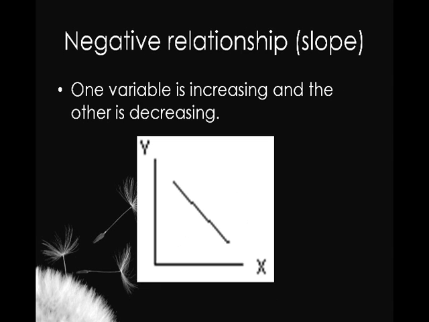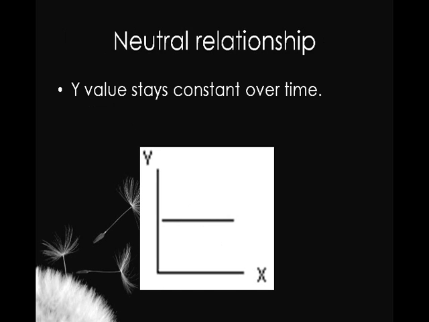picture shown here. A negative relationship is when one variable is increasing and the other is decreasing. In this case, the x value is increasing while y is decreasing. That creates a downward slope or a negative relationship like is shown here. Also, we could have a neutral relationship in which one value stays constant over time. In this case, the y value is staying constant, but the x is increasing, so it creates a horizontal line. We call that a neutral relationship.